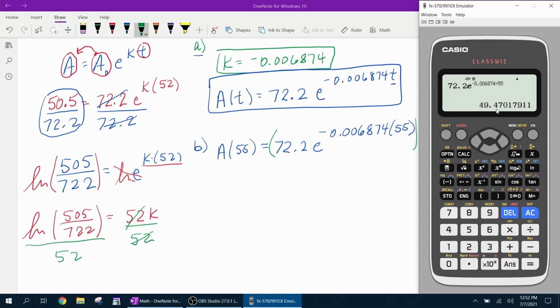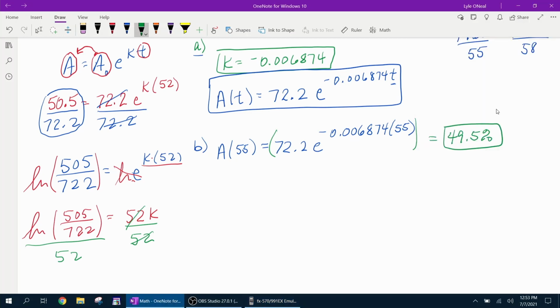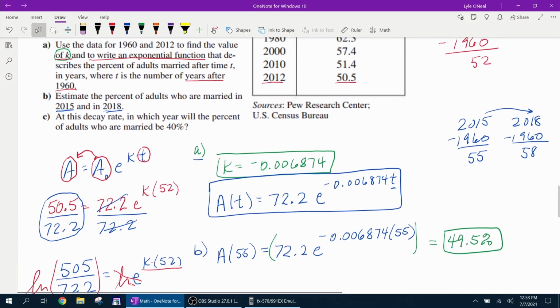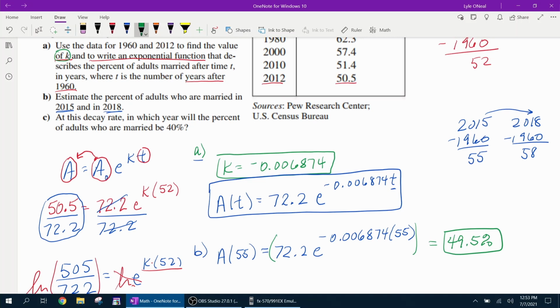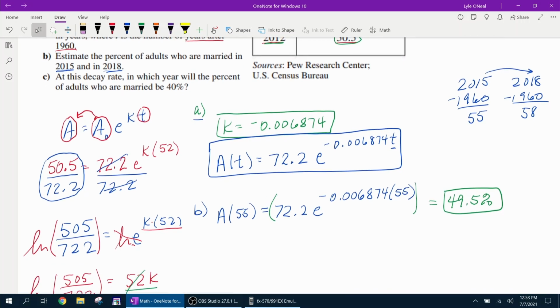And rounded to the nearest tenth. We're going to round to the nearest tenth because the percents in the table are rounded to the nearest tenth. That's going to be 49.5%. Now, what's going to make me feel better about that answer is if it is less than the percent in 2012. Remember, this is a rate of decline. The percentage of married adults is on the decline. So in 2015, there's going to be even less than 50.5% married, which there is according to this calculation.